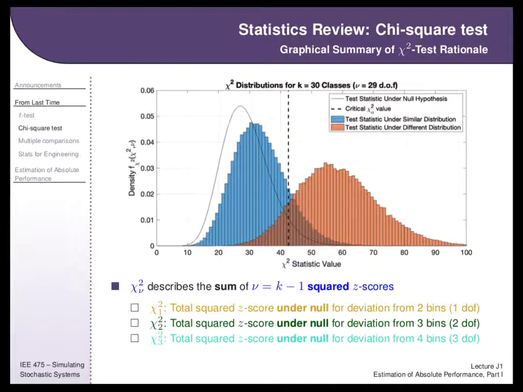So that's the chi-square test. Any questions about the chi-square test or where it comes from? Hopefully it's a little less mystifying where this funny squared difference divided by an expectation comes from. It's just a squared z-score.